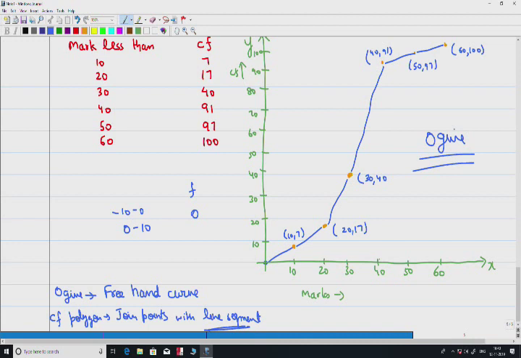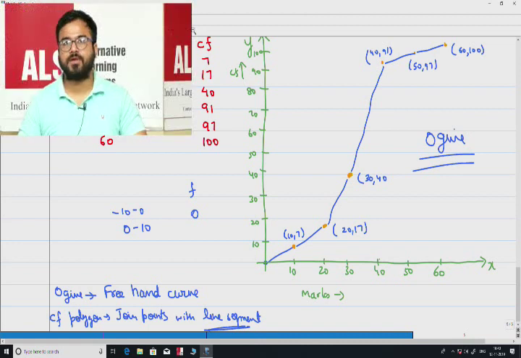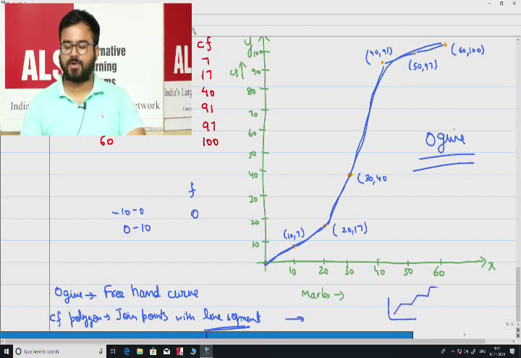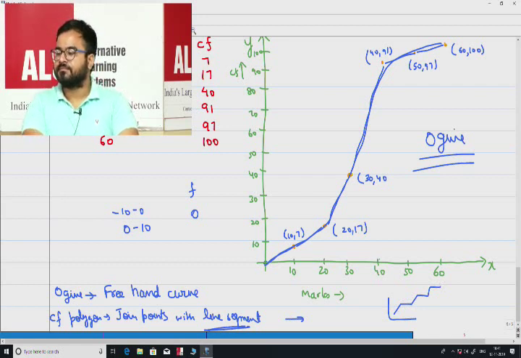Yes, if they are asking to draw both of them, then there will be two graphs. Like the first one, if it is the ogive graph, we will draw it with a freehand. The second one, for the line segments, would be with the help of a scale, proper scales. Same coordinates, we have to join one with the freehand, the second one with the line segments.